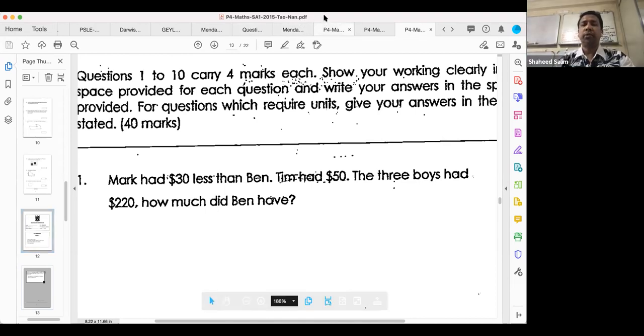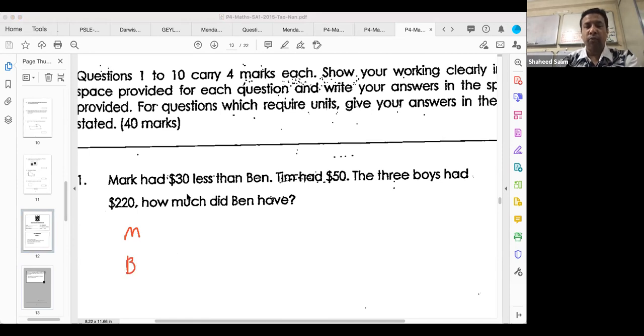You sit down, come, come. I'll show you. Okay. So there are three persons. One is Mark. One is Ben. And we can draw now. Mark has less than Ben. So Mark is a shorter one. Ben has a longer bar lah. And Ben has $30 more lah because Mark got $30 less. That means down here is $30.